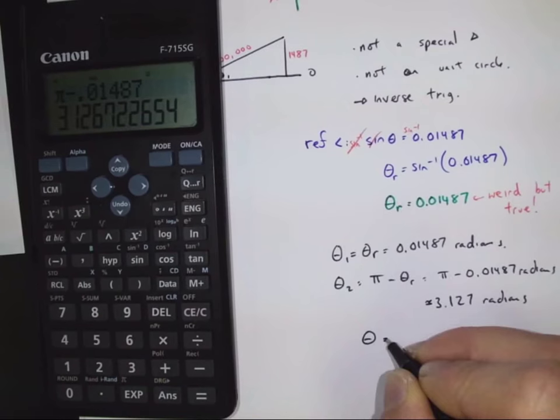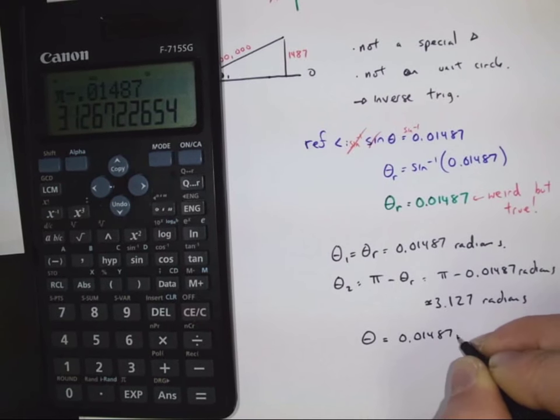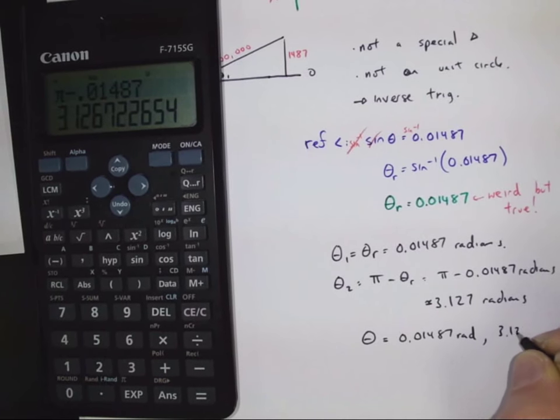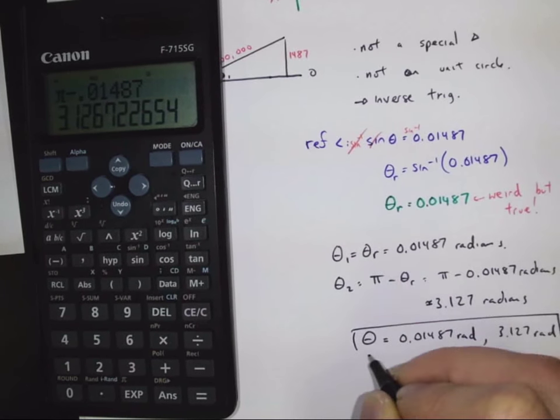So we can say that theta is 0.01487 rad, or 3.127 rad. Those are our values from 0 to 2 pi. Those are our only solutions, but of course there are infinite solutions. So we could also say that theta is 0.01487 plus n 2 pi's, and 3.127 plus n 2 pi's, where n belongs to the integers, and that's when theta belongs to the reals. Those are our answers for question 2.